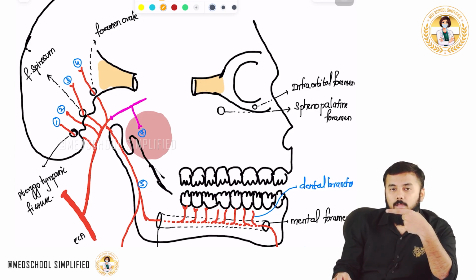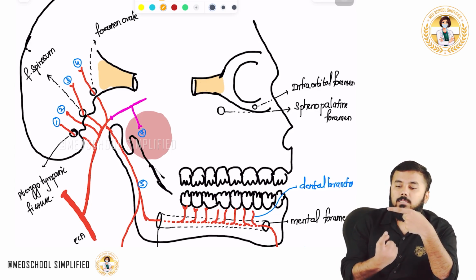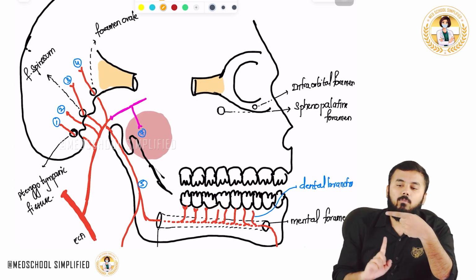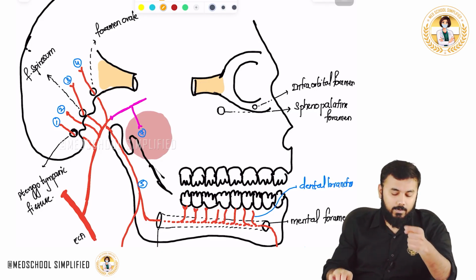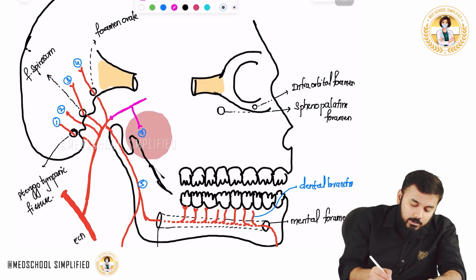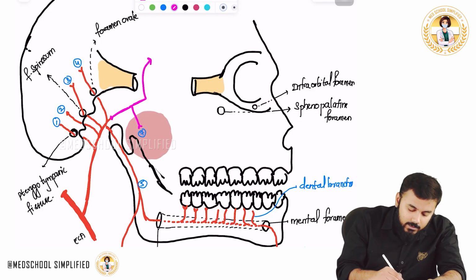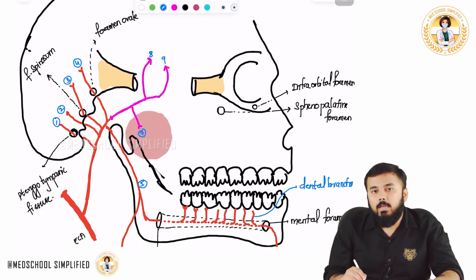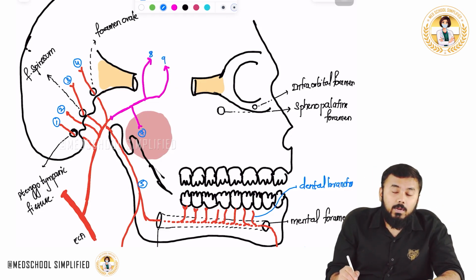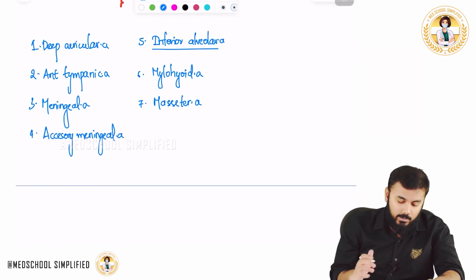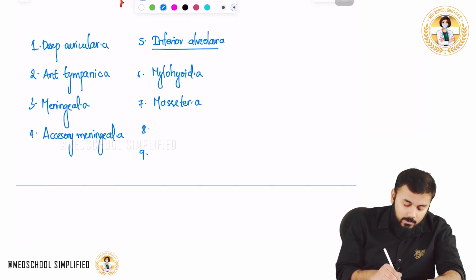This pterygoid bone is having two arteries. One artery passing laterally is called lateral pterygoid, and one artery passing medially is called medial pterygoid. So there are two branches over here. This is your artery number 8 and 9. One is called the lateral pterygoid artery, another one is called the medial pterygoid artery. So artery number 8 and 9.